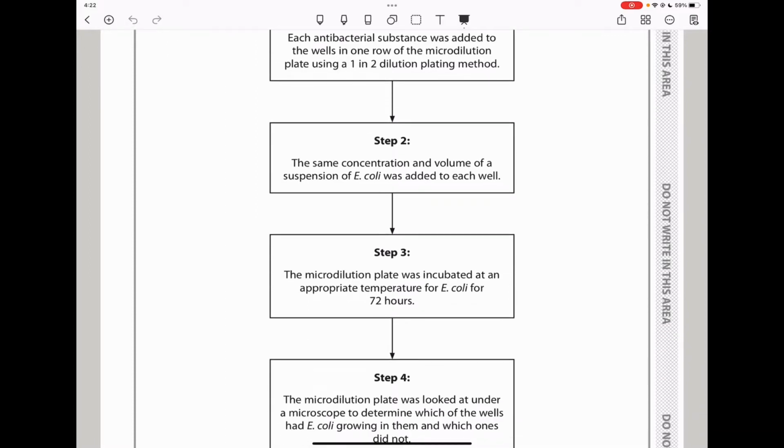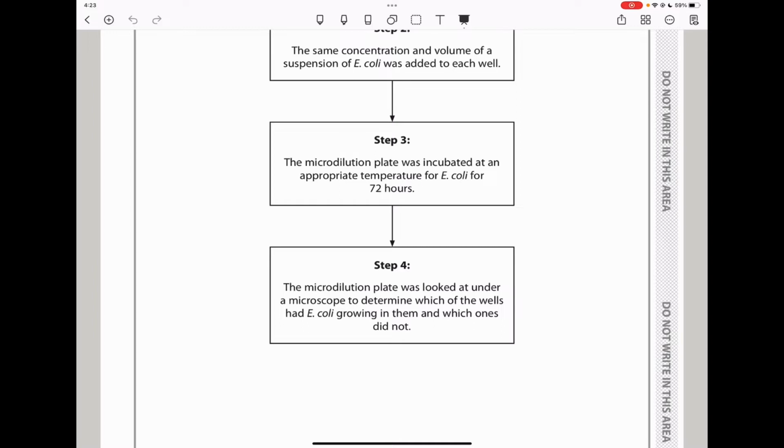And then step 3, the microdilution plate was incubated at an appropriate temperature for E. coli for 72 hours. This step here ensures that bacteria can grow if it's present. So if the antimicrobial substance is not effective enough, then the bacteria will grow within this step. And then step 4, the microdilution plate was looked at under a microscope to determine which of the wells had E. coli growing in them and which ones did not. So the wells that had E. coli, it means the antimicrobial concentration was not that effective. Those that did not have E. coli growing in them, the antimicrobial substance would be effective at that concentration. Let's move on.